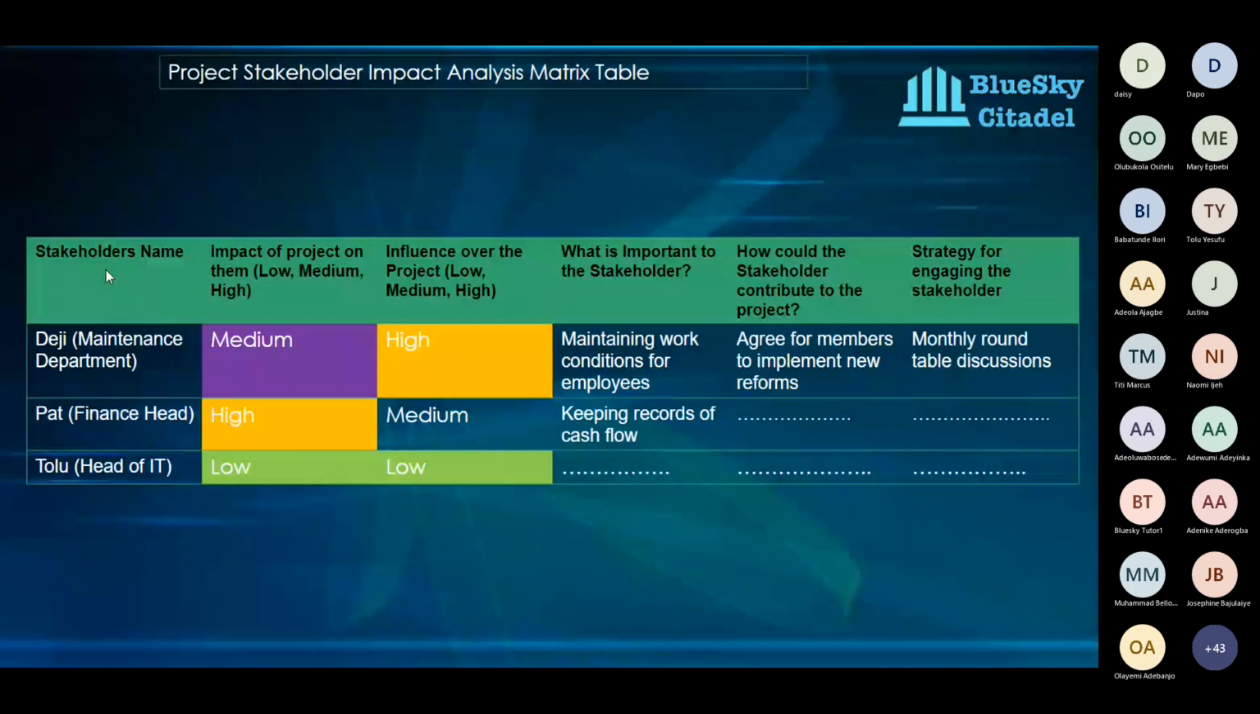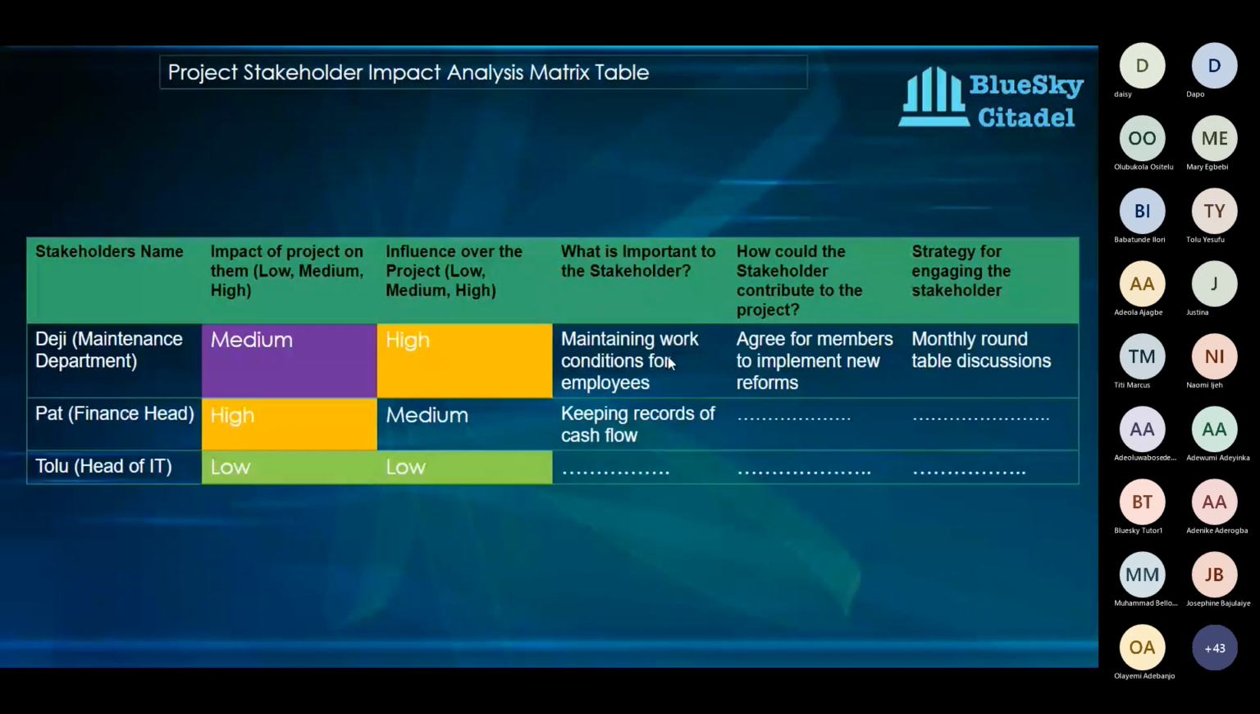Impact of project on them: how much impact does the project have on them? Influence over the project: how much influence do they have over the project? What exactly is important to DG in the maintenance department? What is important to Pat as a finance head? What is important to Tolu as the head of IT? You're using this table to analyze, because this helps when you're speaking to DG. You understand what you're going to speak to DG about. You're not going to start speaking to DG about cash flow.